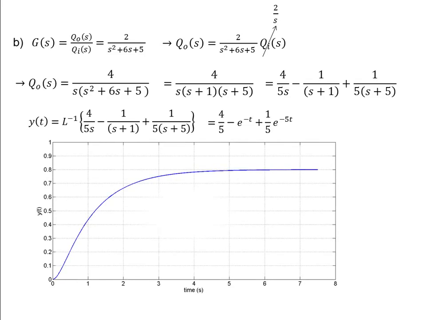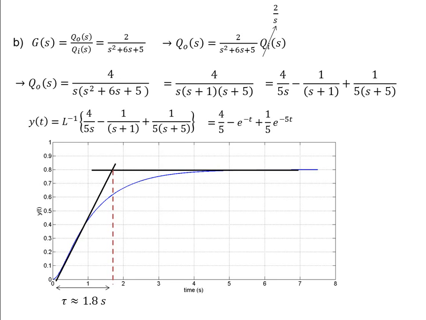If I sketch the response by hand or by computer, the response will be in this shape. As you see, the response looks like a first order system. In order to get a rough estimate of the time constant, I need to find the slope and the points at which this slope crosses the constant final value and the time axis. As you see here, the time between these 2 points will be tau, or time constant, which is almost equal to 1.8 seconds.